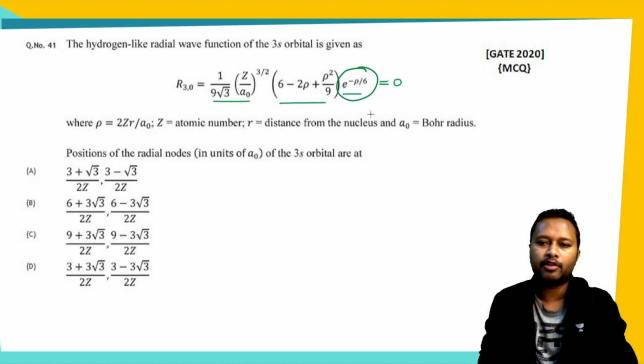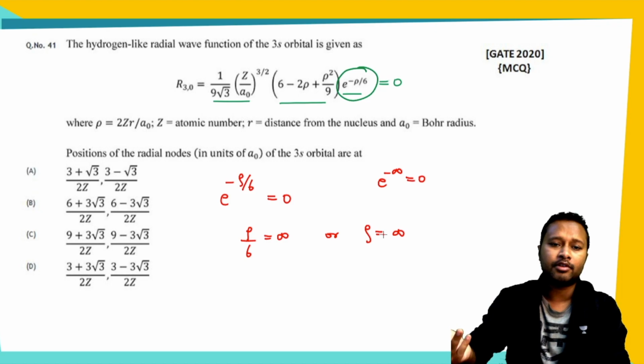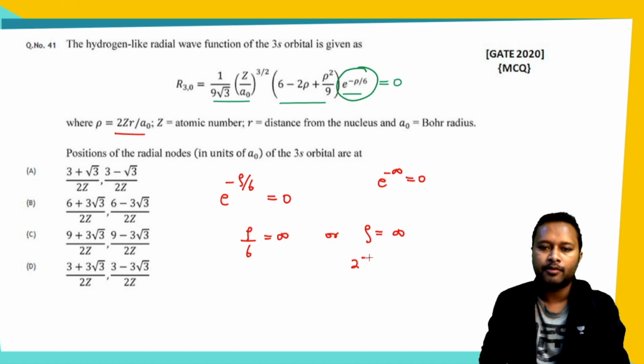Now let's talk about this particular part here. Now this is e to the power minus rho upon 6, and let's say it is equal to 0. That means this exponent part has to be infinite. Why? Because you know that e to the power minus infinity is equal to 0. So rho upon 6 has to be equal to infinity, or we can say that rho is equal to infinity. Now if I put the value of rho from the question, 2zr upon a naught also becomes infinite. So my radius, or the distance from the nuclei, is basically infinite.